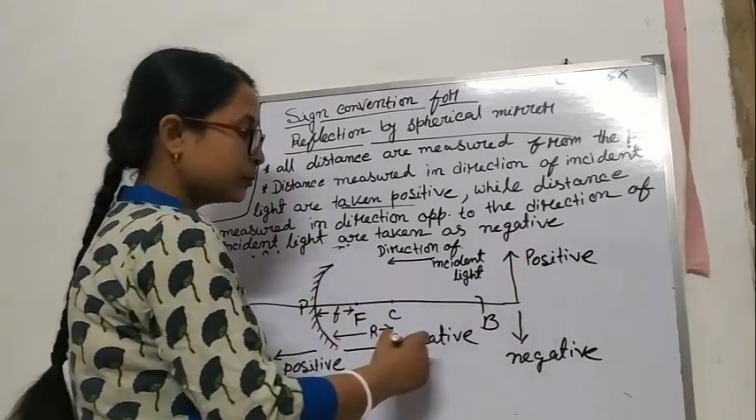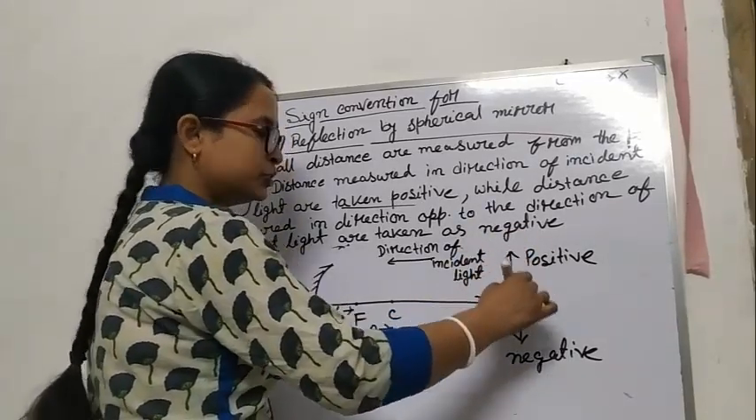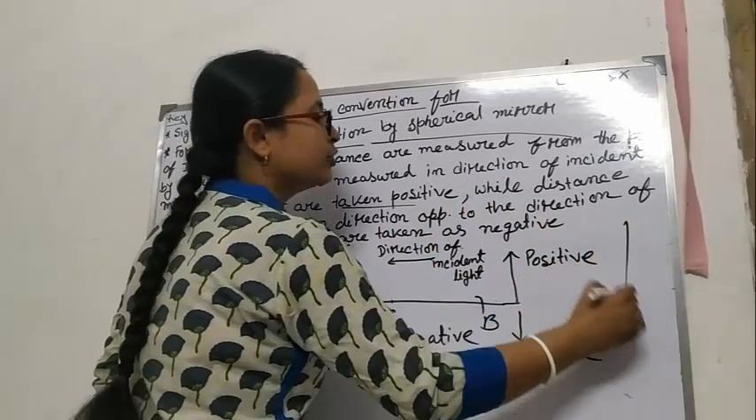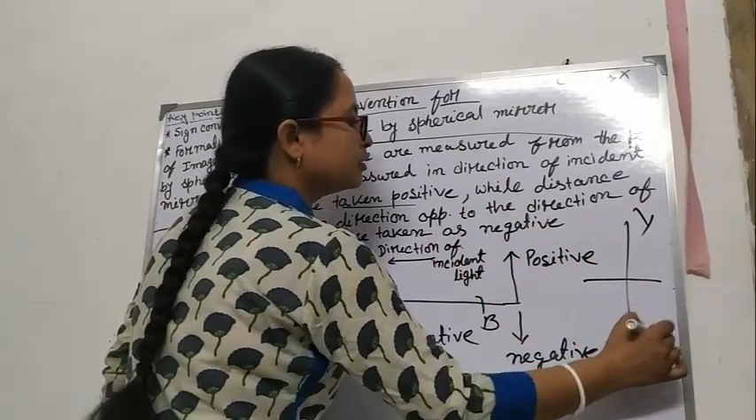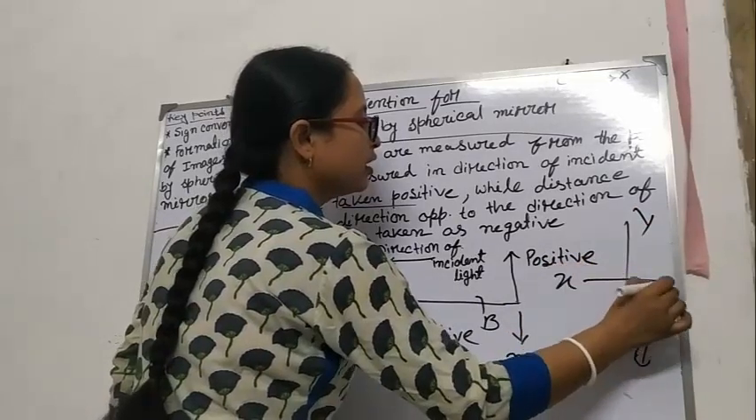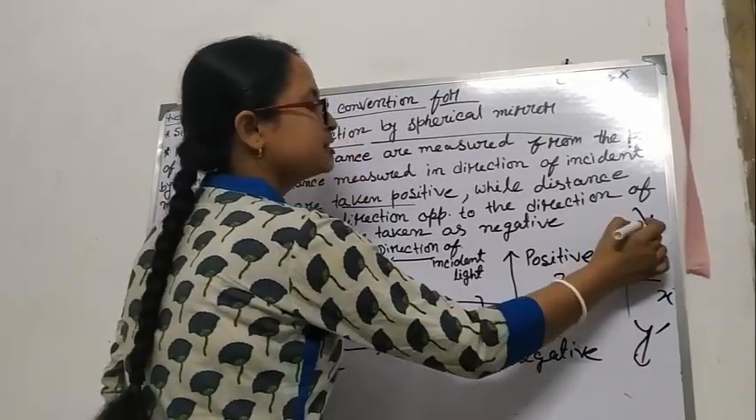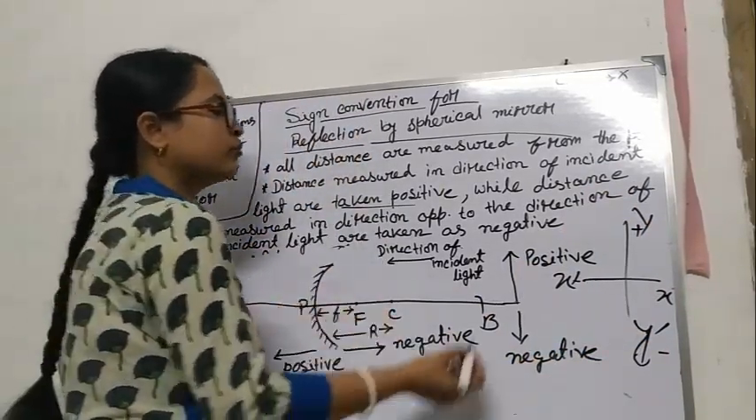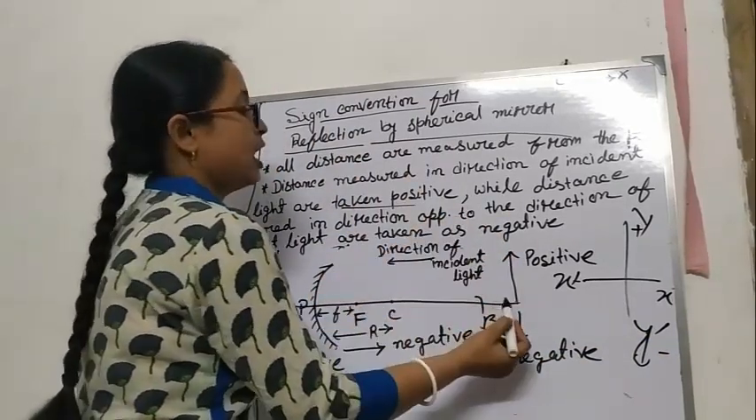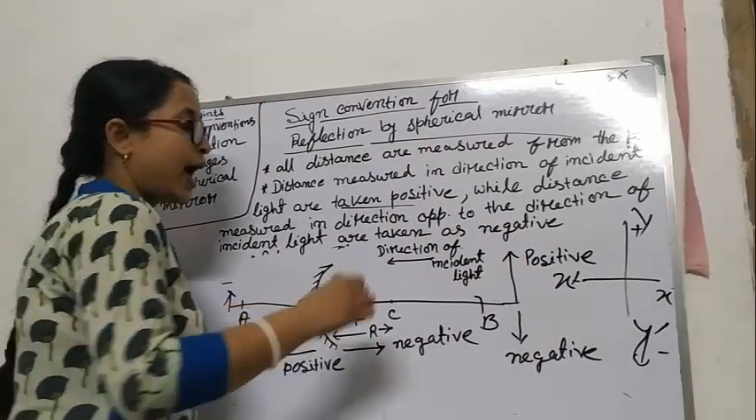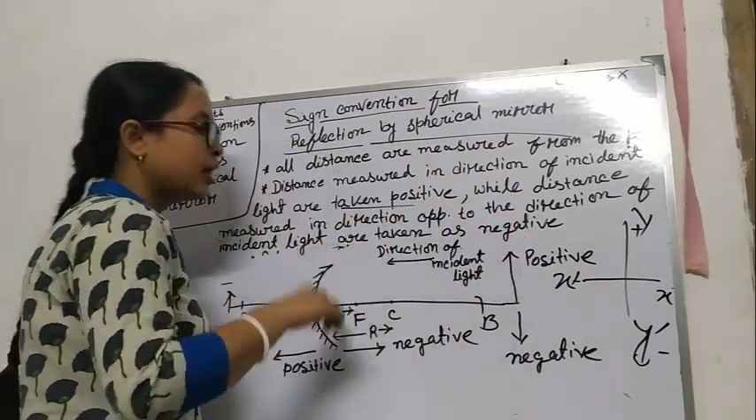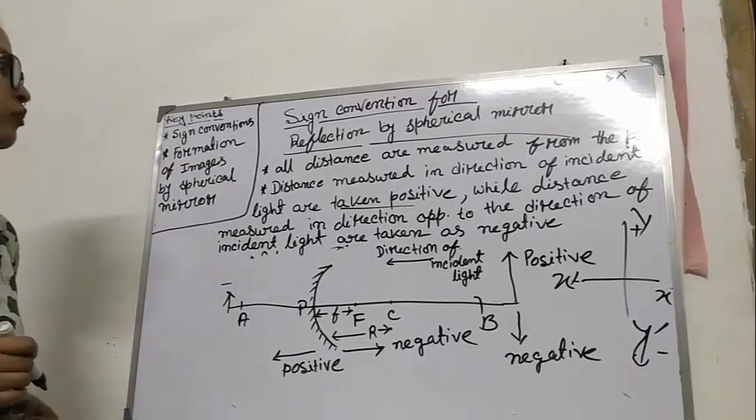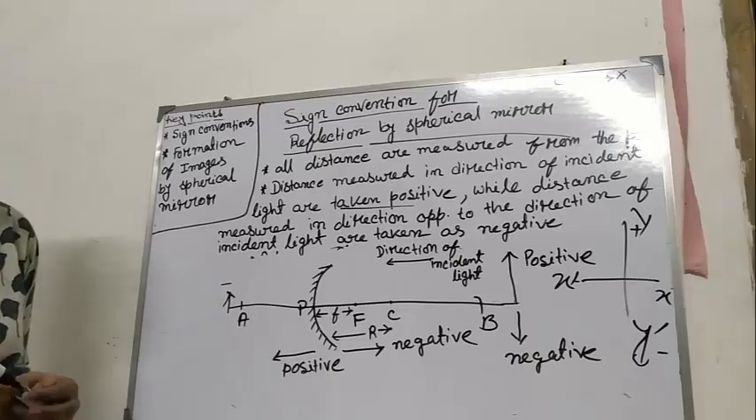Now image and object. If the image or object is perpendicularly upward to the principal axis, like this, if we are drawing the XY axis, it will be Y dash, X dash like this. So upward is taken as a positive axis and downward is taken as a negative axis. Similarly, whenever the object or image is upward, then it will be taken as positive, and if it is perpendicularly downward, then it is taken as negative. Clear? So this is the rule for sign convention for reflection by a spherical mirror.